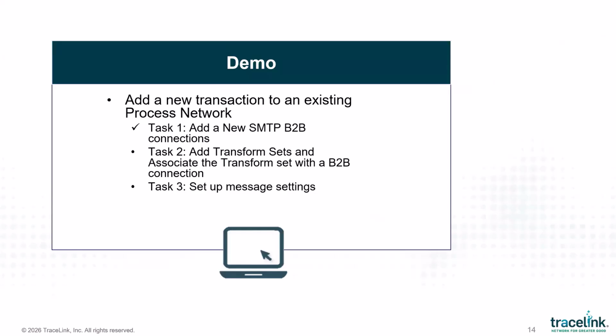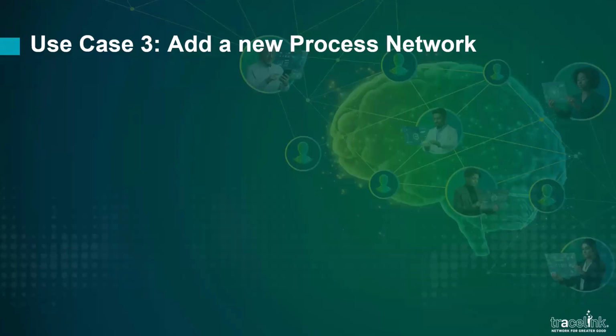Those tasks are adding transform sets and setting up message settings. Now on to use case 3, adding a new process network.